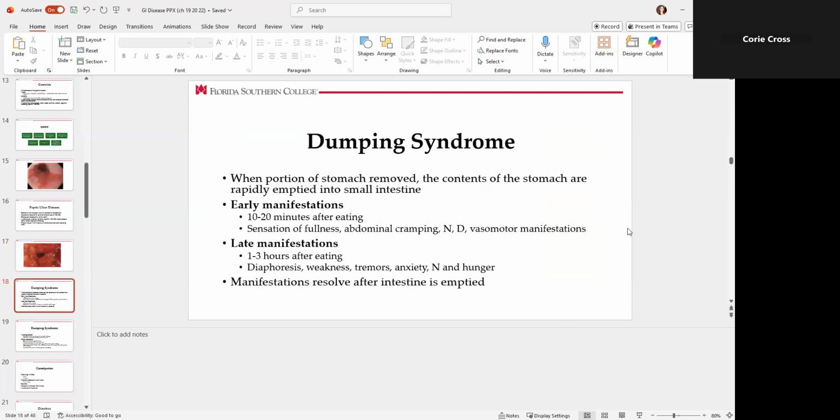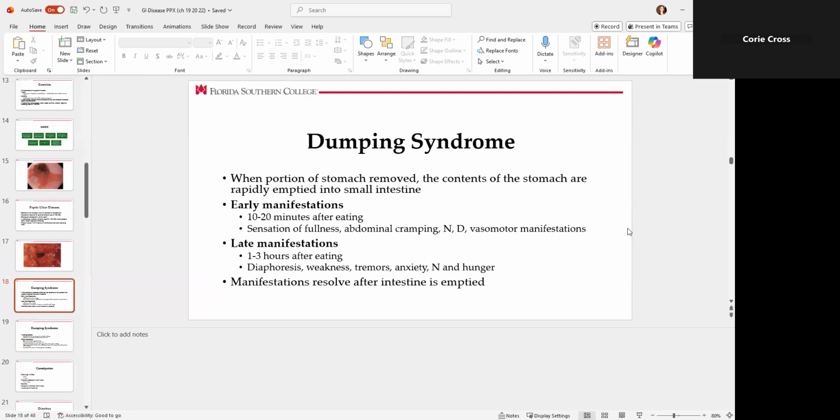Dumping syndrome. So nutritional complications of gastric surgeries, which we will talk about later on in this lecture, depend on the extent of the gastric resection and the type of reconstruction performed. A common complication of gastrectomy and gastric bypass is dumping syndrome, which is a group of symptoms caused by rapid emptying of stomach content into the intestine.